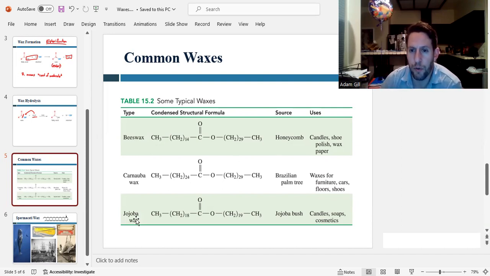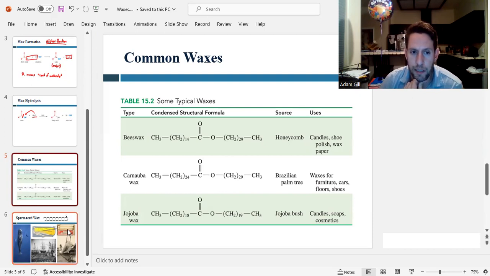We also use jojoba wax. Jojoba wax is 20 carbons on both sides, actually. This comes from the jojoba bush. We use it to make soaps. It's in cosmetics, a lot of like moisture creams. You can actually have candles made out of it. Just some common examples of waxes. You don't need to know the specifics. I'm just showing you examples where you might see waxes in your everyday life.